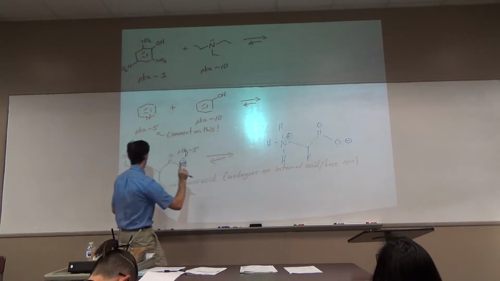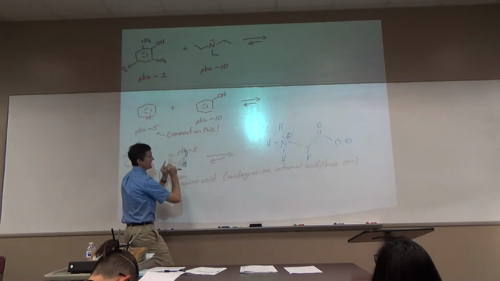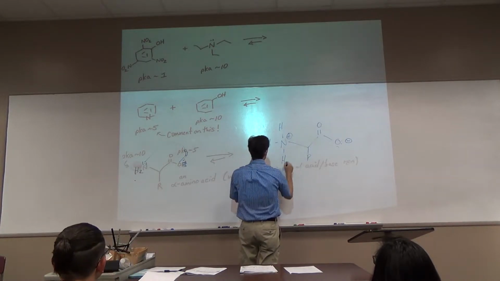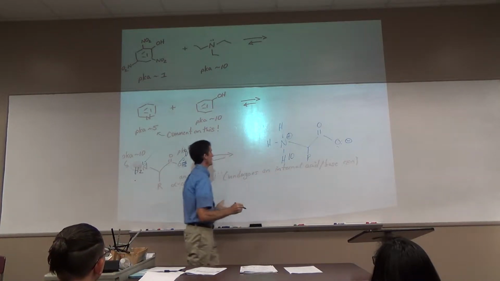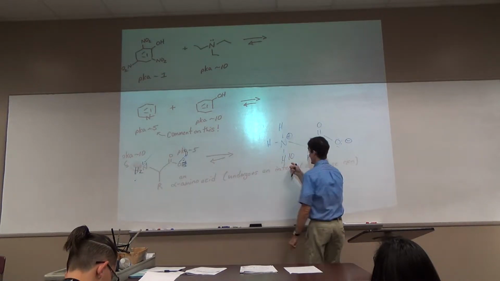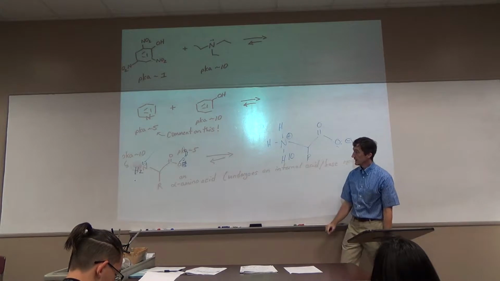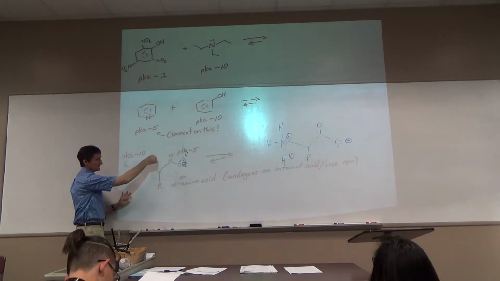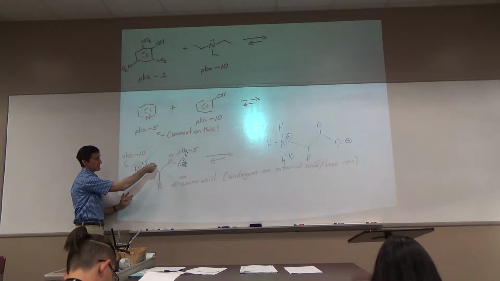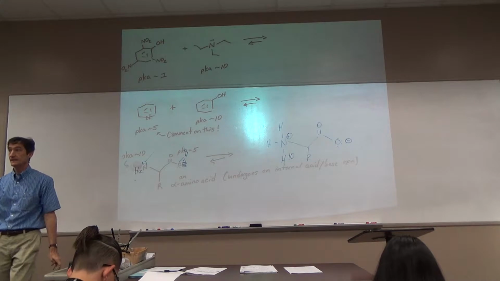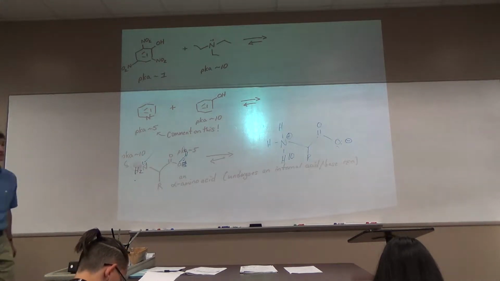Which side's favored? What's the acid over here? 5. What's the acid over here? This guy, what's his pKa? 10. Which side's favored? Right side. This side's favored, the weaker acid. Think about it. This molecule predominantly exists like that, just minding its own business.